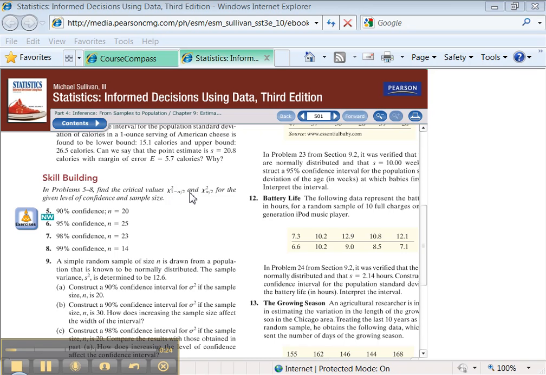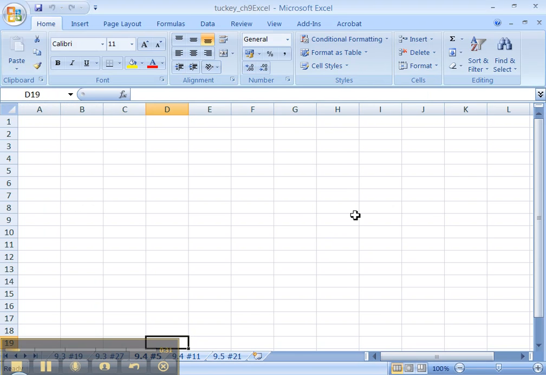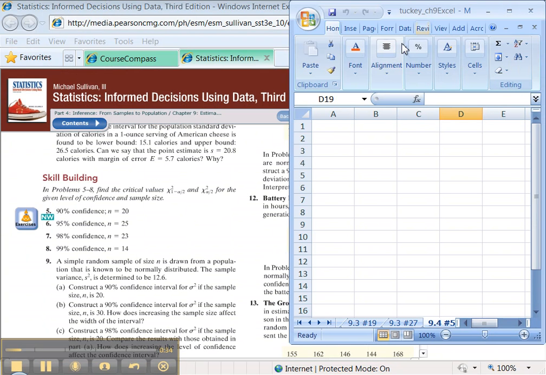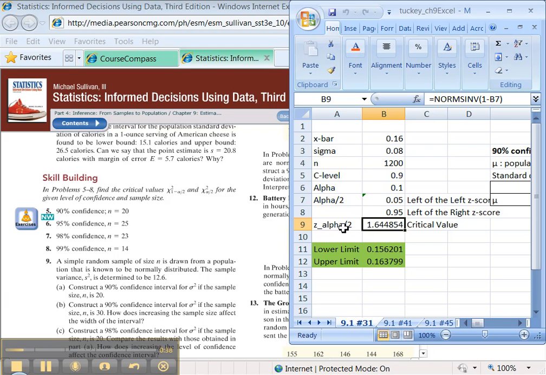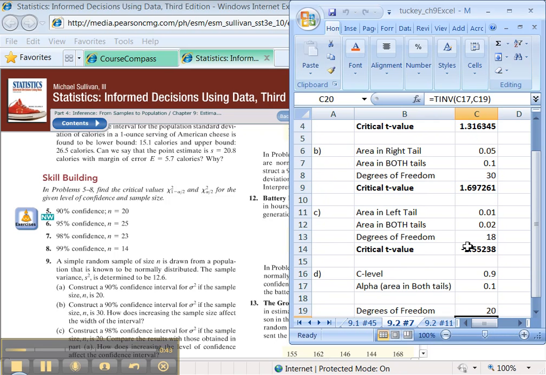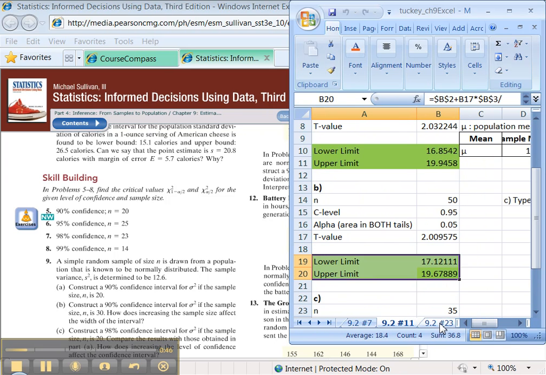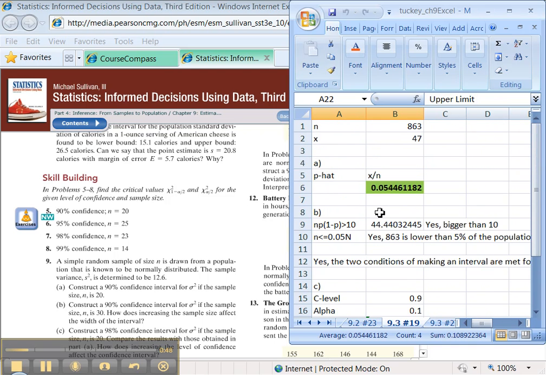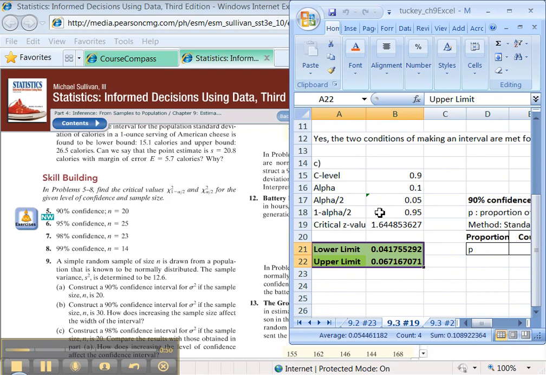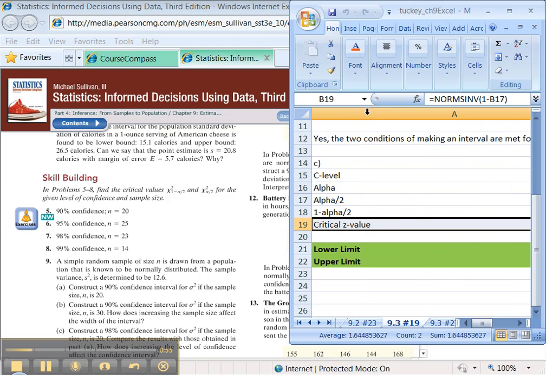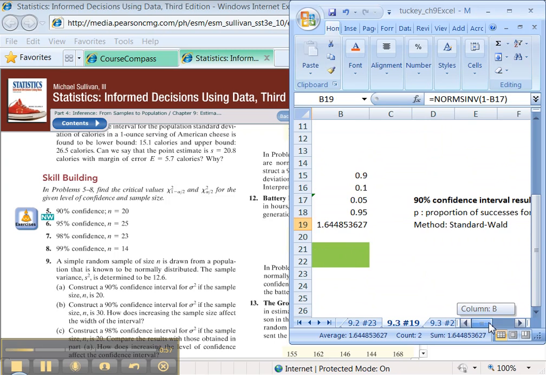Chi-square for 1 minus alpha over 2 and chi-square for alpha over 2 for the given level of confidence and the sample size. So let's practice that. Basically, we're finding critical values. We've already learned how to find this guy right here. That's a critical value. That's Z from chapter 9.1. And then in 9.2, we learned how to find critical t values. Isn't that great? 9.3 is the same as 9.1. That's why we do 9.1 actually, right here. Critical z value right there. 9.1 and 9.3 are the same thing.